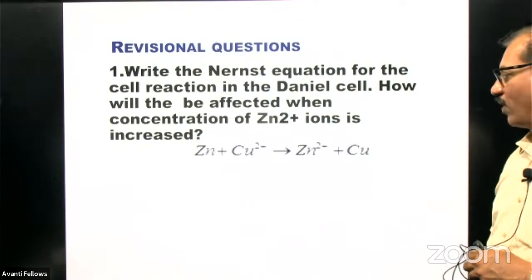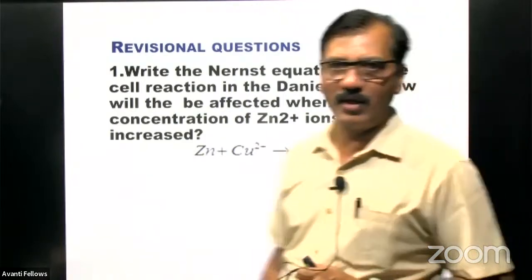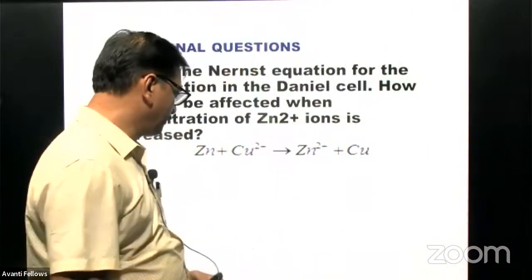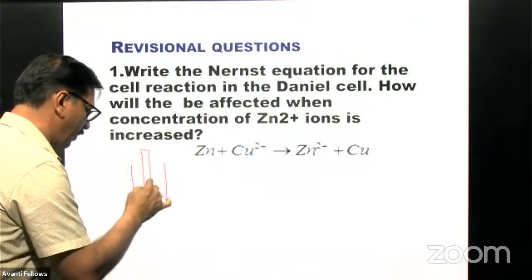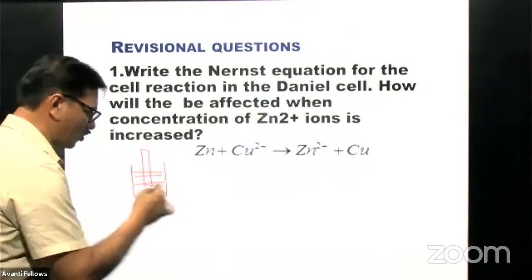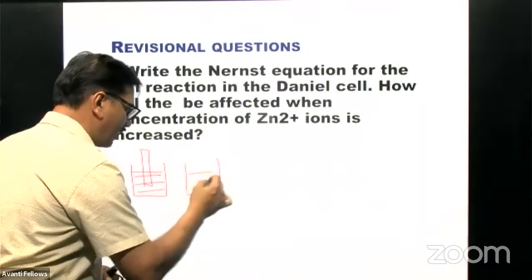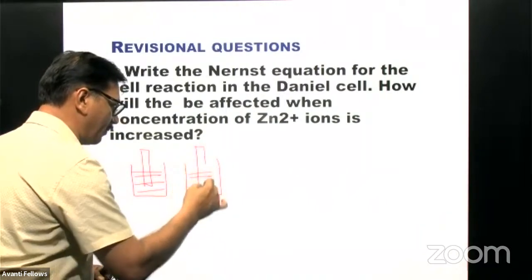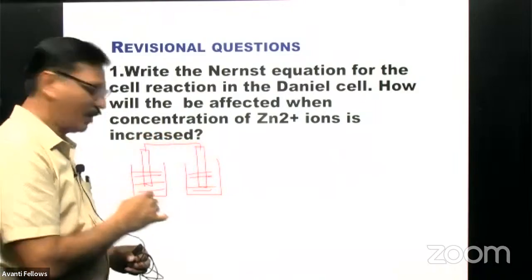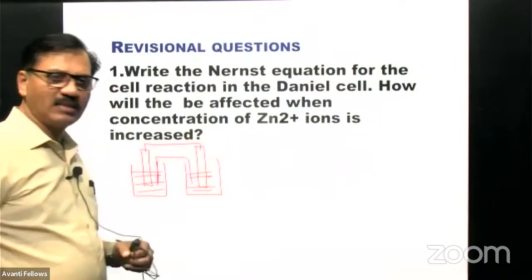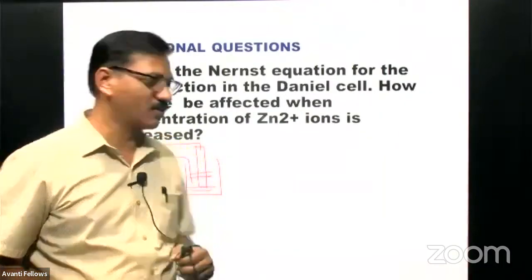Daniell cell is one in which the cell reaction is this. A Daniell cell is one in which we take zinc metal in zinc sulfate solution and copper dipped in copper sulfate solution. This particular cell, with a salt bridge and so on, is called Daniell cell. Remember that this is a Daniell cell.